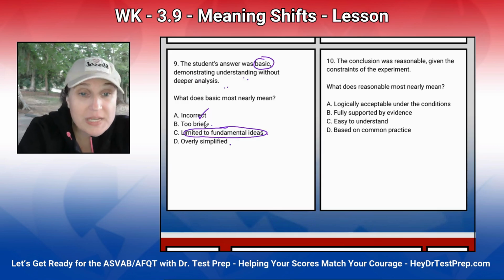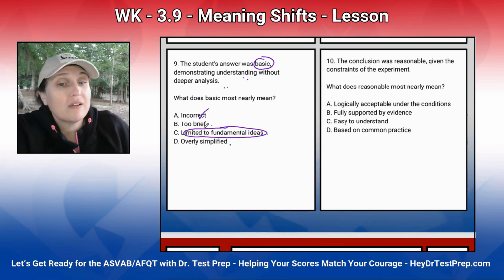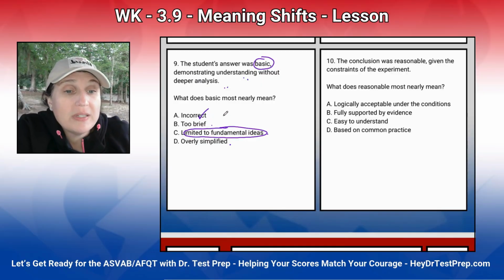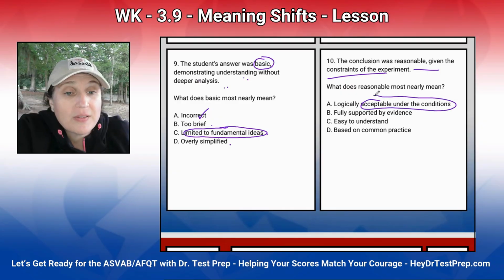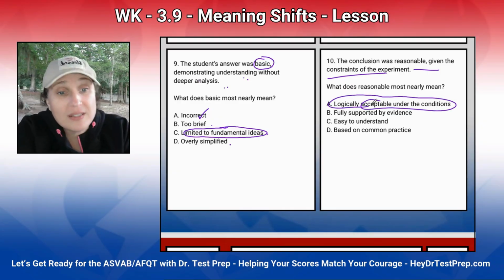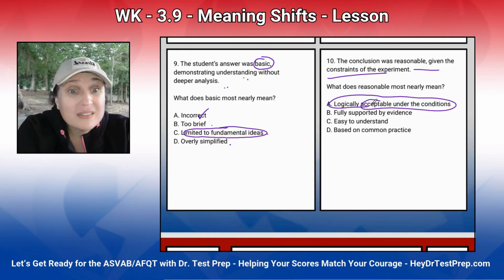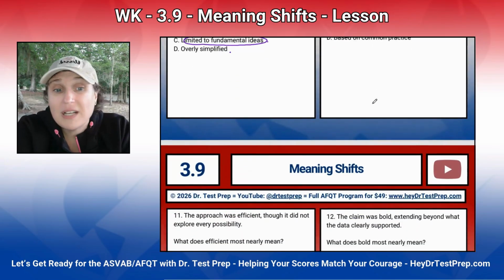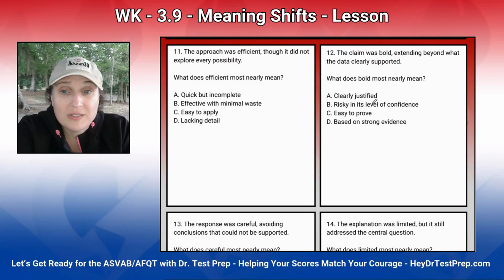The conclusion was reasonable given the constraints of the experiment. Reasonable, given the restraints, helps us out right here: under the conditions. Okay, so they seem logical because of what was going on. So reasonable, logically accepted underneath the conditions.